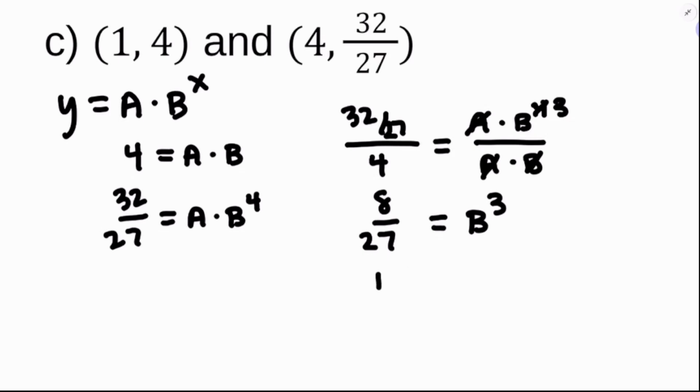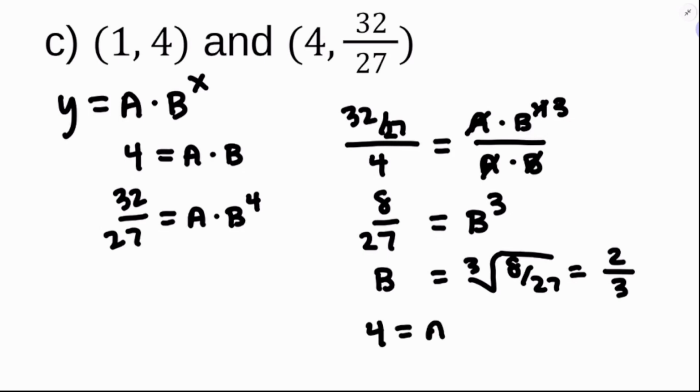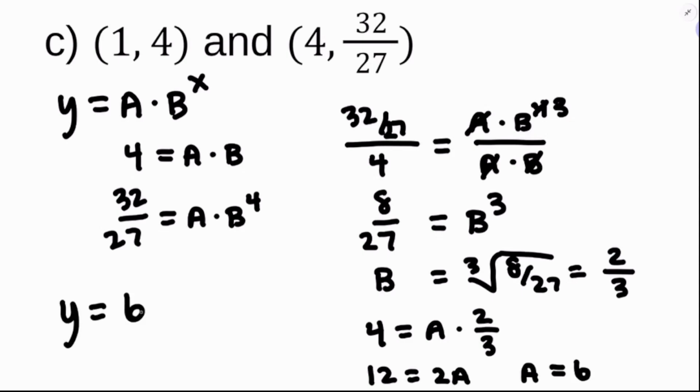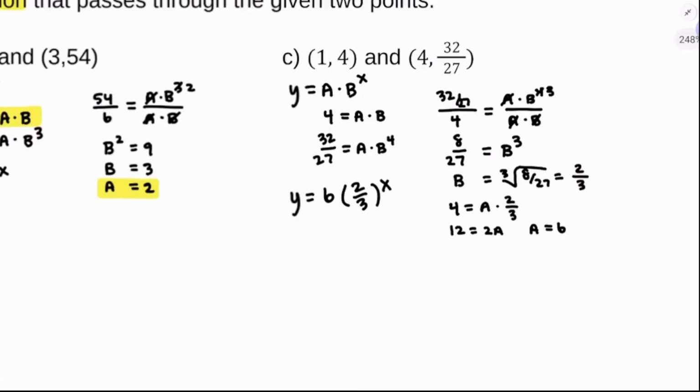So we're taking the cube root. So b equals the cube root of 8 divided by 27. That's going to be the cube root of 8 divided by the cube root of 27. And then 4 equals a times b, so 4 equals a times 2 thirds. So we're going to multiply by 3, divide by 2, get a equals 6, and then our function is y equals a times b to the x. Okay, I guess that's it for that problem.